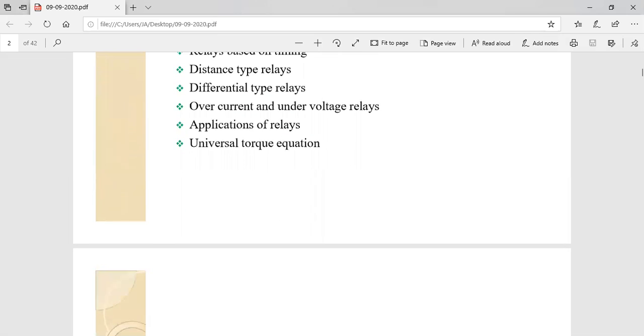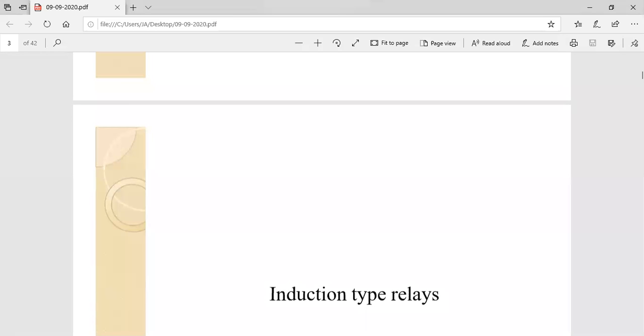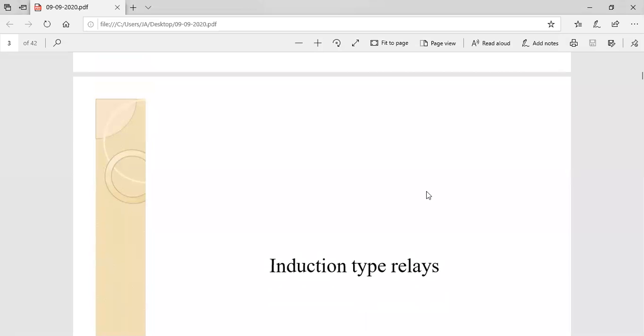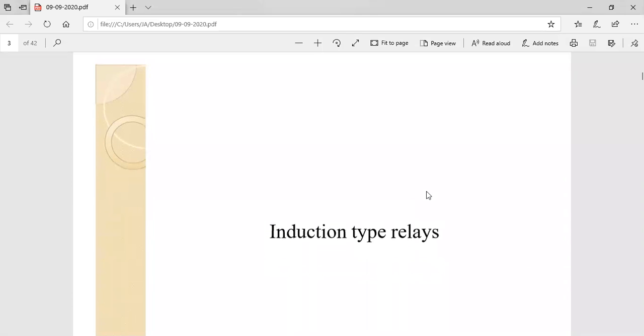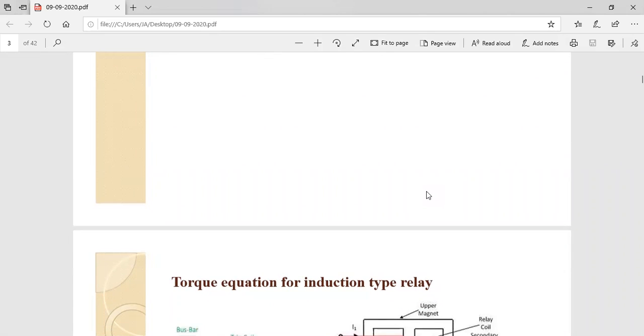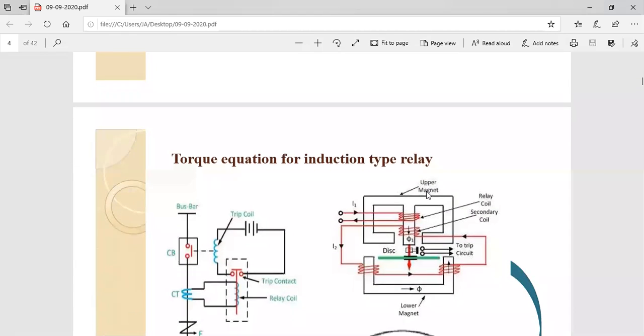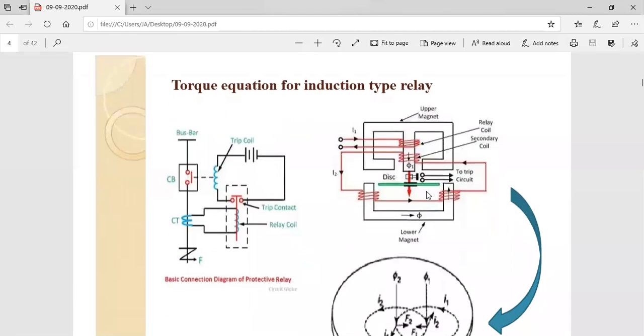That one is derivation of torque. From the exam point of view, we need to derive the expression of torque which happens in electromagnetic induction type relays. Let us see step by step how we are going to derive the torque equation of those types of relays. Here is a simple example of how we are going to derive it.